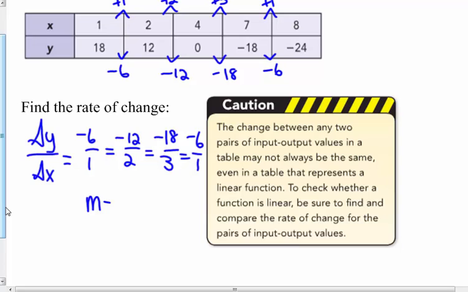So yes, my rate of change is my y values go down by 6 as my x values go up by 1. The change between any two pairs of input and output values, input being the x and output being the y values in a table, may not always be the same even in a table that does represent a linear function. To check whether the function is linear, be sure to find and compare the rates of change for the pairs of input-output values. If they are the same ratio, negative 6 to 1, then yes, this is a linear function.